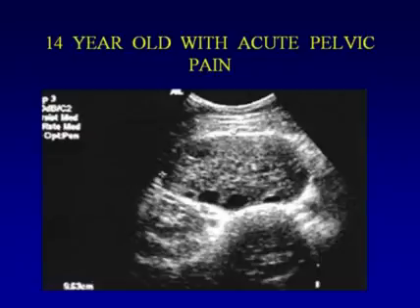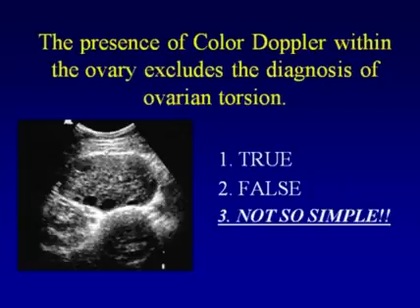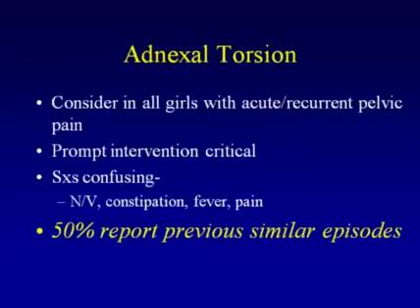When we have a teenager with pelvic pain, one of the differentials to consider is ovarian torsion. If there's Doppler demonstrated in the ovary, does this exclude the diagnosis? It's really not as simple as true or false. One should always consider adnexal torsion in the differential of a girl with acute or recurrent pelvic pain. The diagnosis is important to make, as you can salvage the ovary, but the symptoms unfortunately can be quite confusing, with intermittent episodes with nausea, vomiting, constipation. They may even have fever or pain.